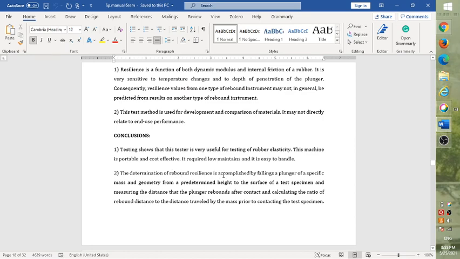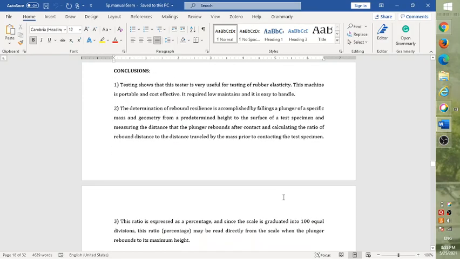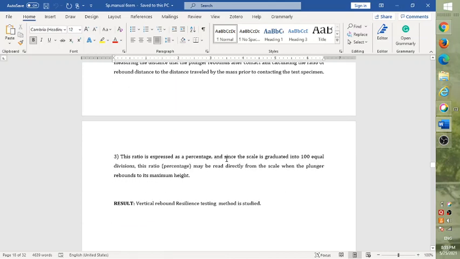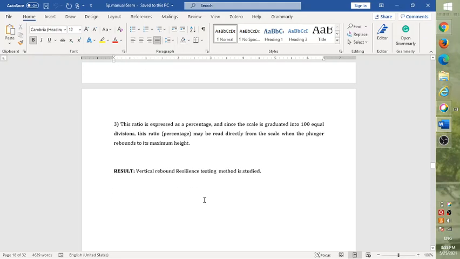The determination of rebound resilience is accomplished by falling a plunger of a specific mass and geometry from a predetermined height to the surface of a test specimen, and measuring the distance the plunger rebounds after contact and calculating the ratio of rebound distance to the distance traveled by the mass prior to contacting the test specimen. The ratio is expressed as a percentage, and since the scale is graduated into 100 equal divisions, the ratio percentage may be read directly from the scale when the plunger rebounds to its maximum height. Result: the vertical rebound resilience testing method is studied.